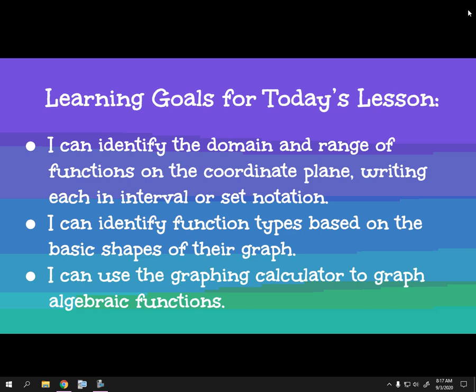We are going to identify the domain and range of functions on the coordinate plane. We're going to write them in interval notation just because that's my favorite, but you should be familiar with set notation. We're going to identify function types based on the basic shapes of their graph, and we're going to use the graphing calculator to graph algebraic functions.